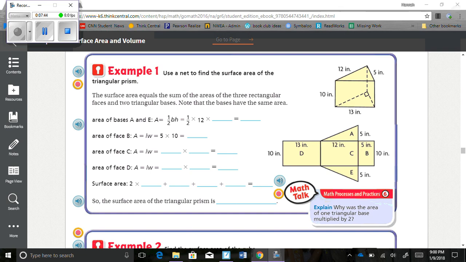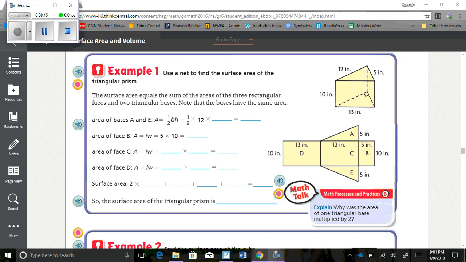Okay, now looking down here at example 1, it says use a net to find the surface area of the triangular prism. The surface area equals the sum of the areas of the 3 rectangular faces and the 2 triangular bases. Note that the bases have the same area. So if it's a triangular prism, remember we know that there are 2 triangular bases. It's named after the bases, okay? And then the faces are the thing that makes it the prism.